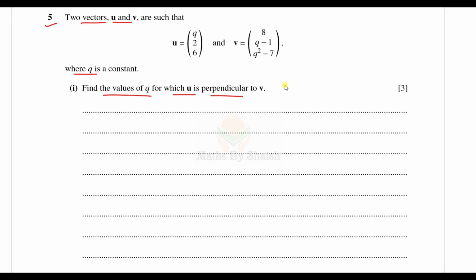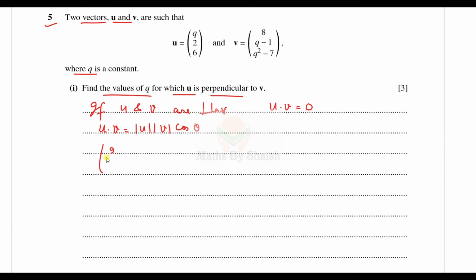So if u and v are perpendicular, it means their dot product should be equal to 0, because we know that the dot product of any two vectors u and v is magnitude of u into magnitude of v into cos of theta, the angle between them. So if theta is 90 degrees, this will become 0, and hence we are going to find u dot v and make it equal to 0.